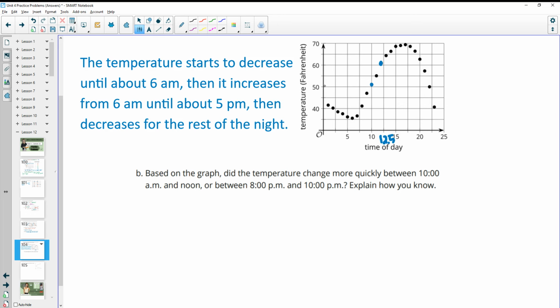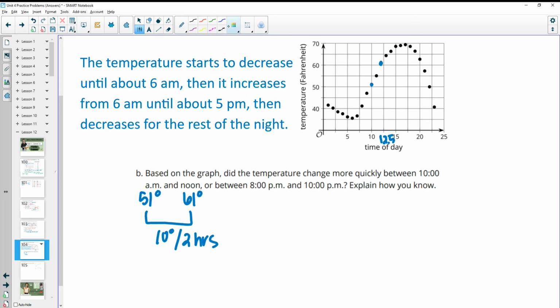So 10 a.m. looks like it's about maybe 51 degrees at 10 a.m. Then at noon, it looks like it's probably about 61 degrees. So that's a change of 10 degrees in those 2 hours. Okay, so 10 degrees in 2 hours is the change there.